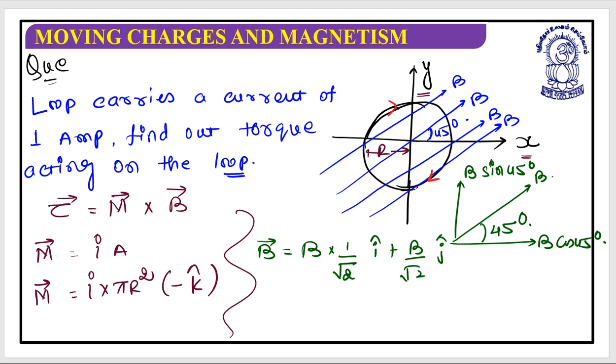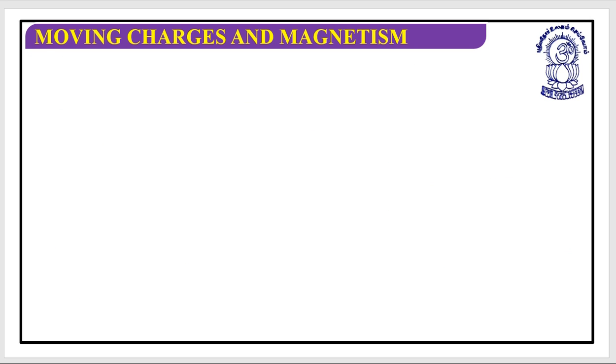So now I have everything. I have M, I have B. So torque equals M cross B, and that's it. While performing M cross B, it is just minus pi r square into k cap.